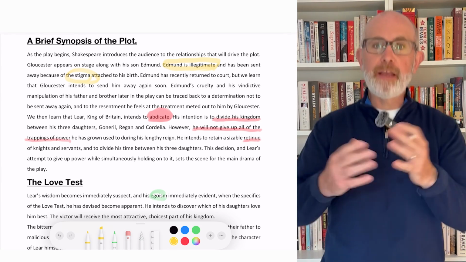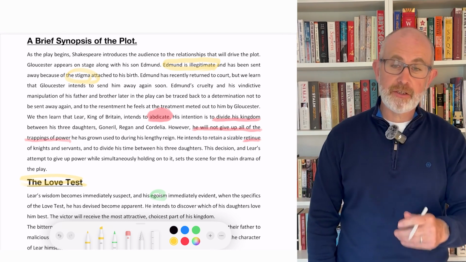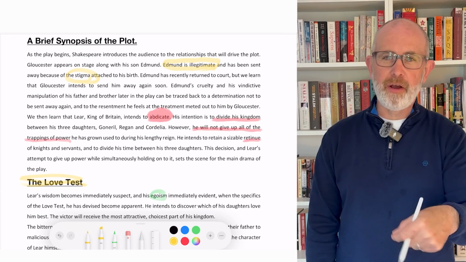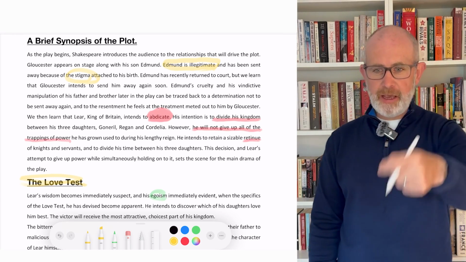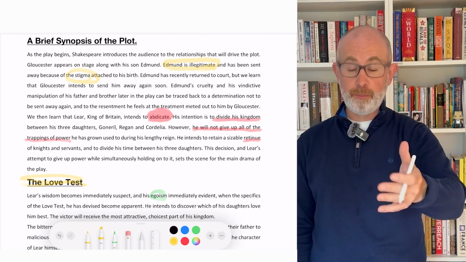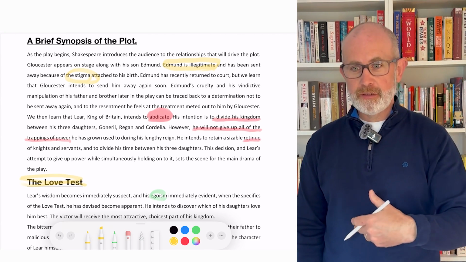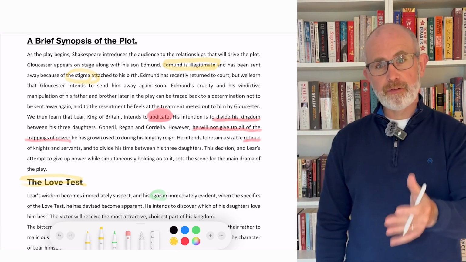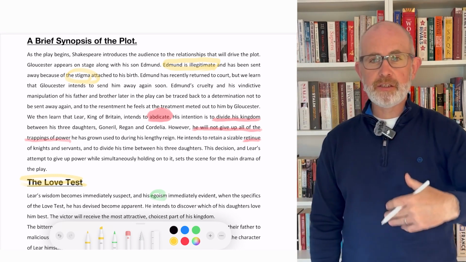But then you get to the main catalyst, the main driving force of the plot, which is the abdication and the love test. And the abdication, of course, is Lear's decision to give up the throne. We get into the idea of the divine right of kings as we go through the play, but essentially people in Shakespeare's time believed that their kings or queens were picked by God to rule on his or her behalf. And therefore, to serve the king was to serve God. But also the king or queen had a duty to serve the people, and by serving the people, they served God.